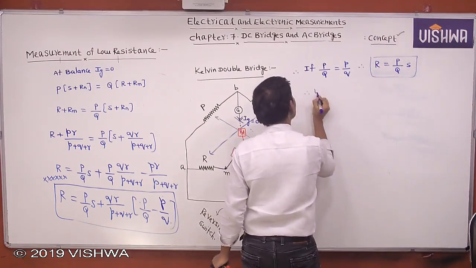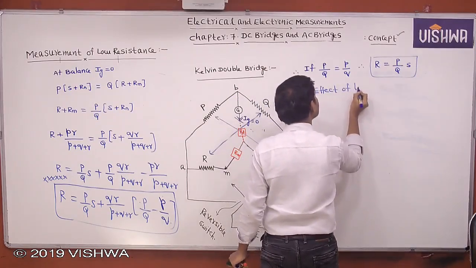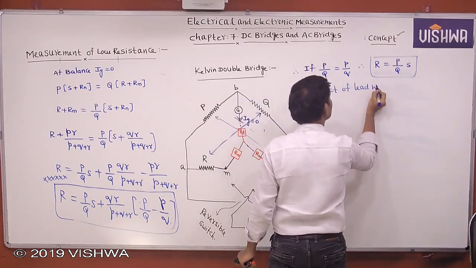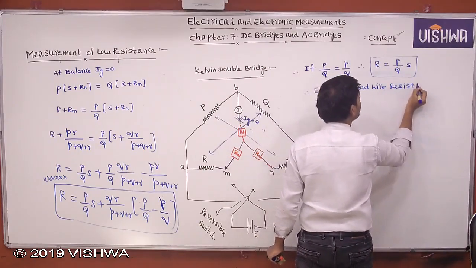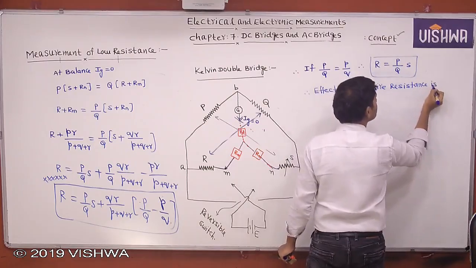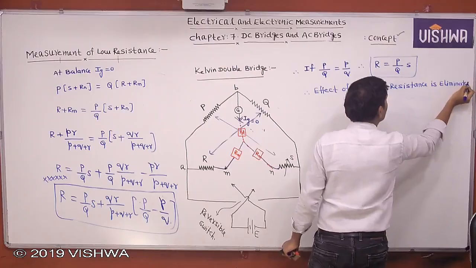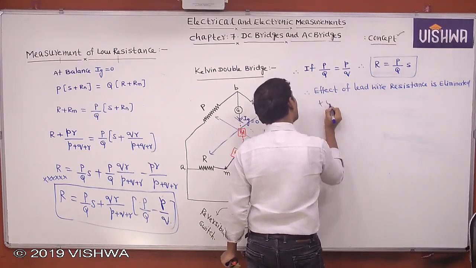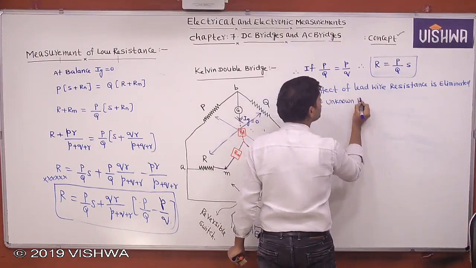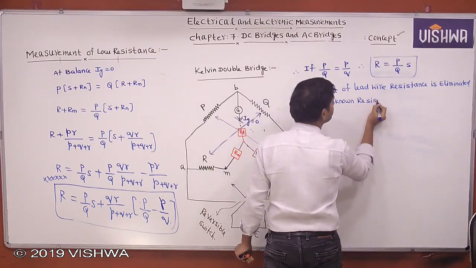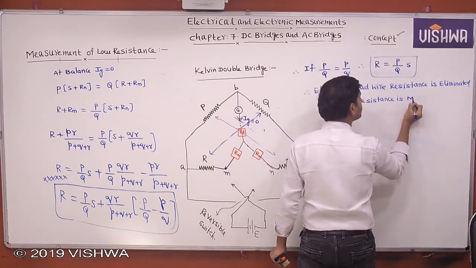Therefore, the effect of connecting lead wire resistance is eliminated, and the unknown resistance is measured more accurately.